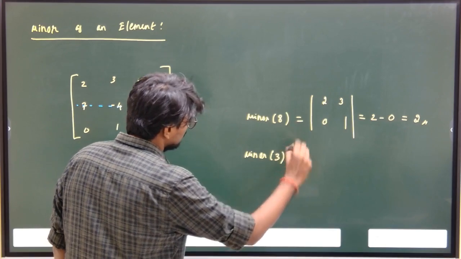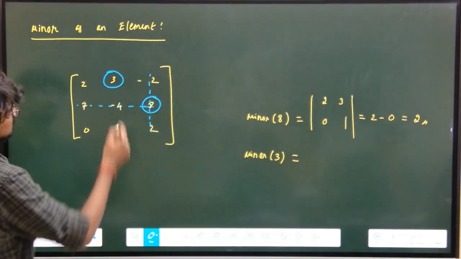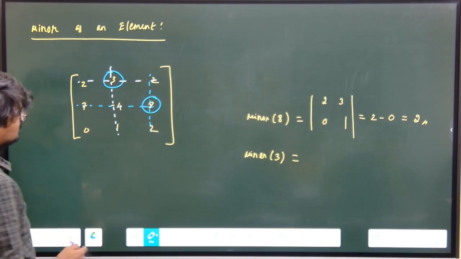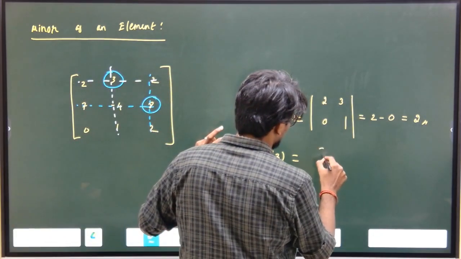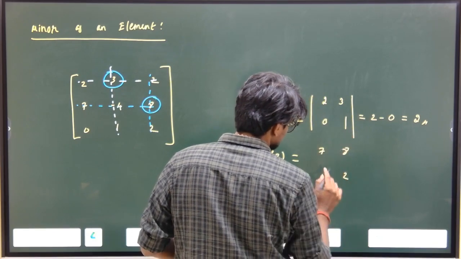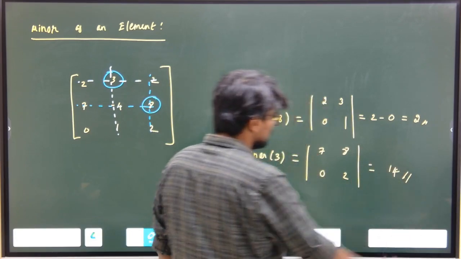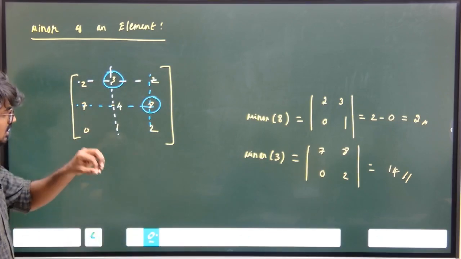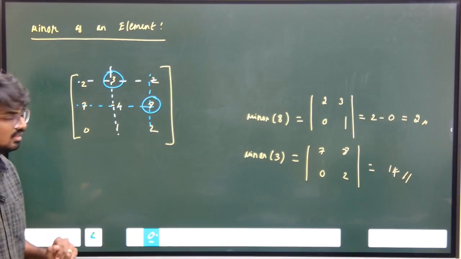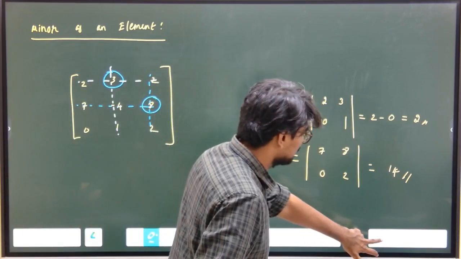Suppose I want to find the minor of 3. What should I do? Eliminate the column and the row corresponding to it. The balance elements are 7, 8, 0, 2. Find the determinant for this: 14 minus 0, which is 14. All of the minor is simple. Take that particular element, eliminate its row and column, and find the determinant of the balance matrix. Okay, minor is over.